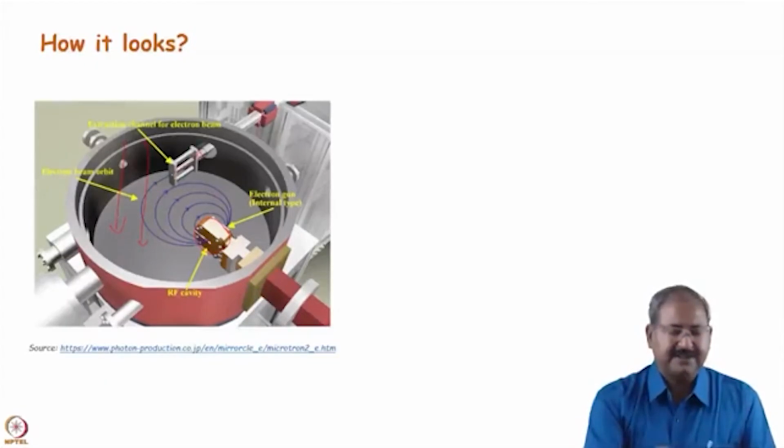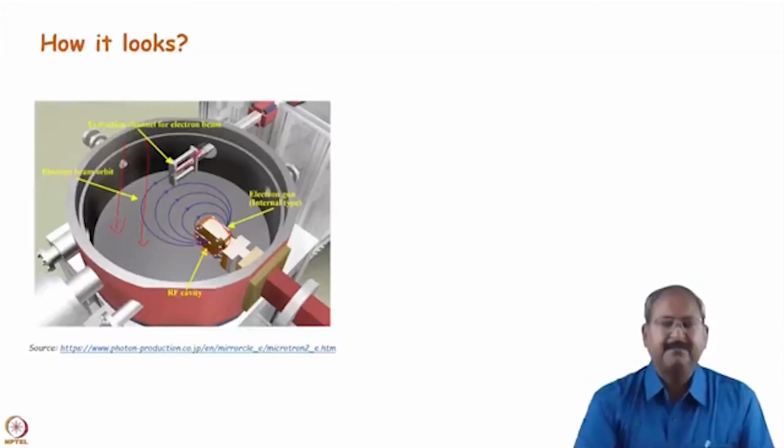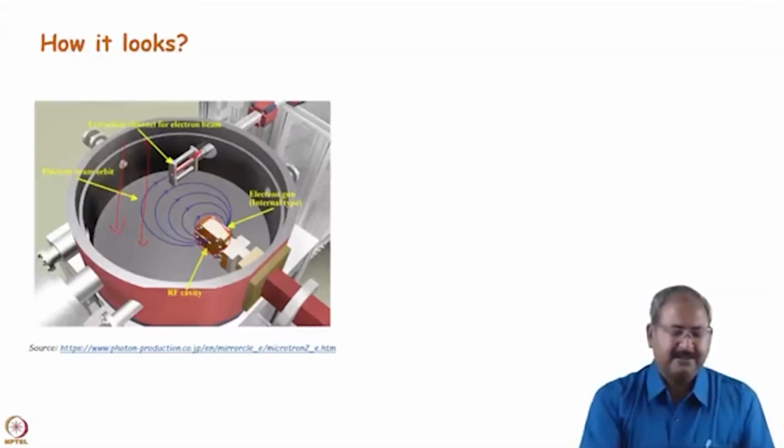This is the extraction channel by which electrons can be ejected out from the microtron. And these are the orbits in this plane. As energy increases, orbit radius increases. And when it reaches the desired energy level, it exits from this extraction channel.